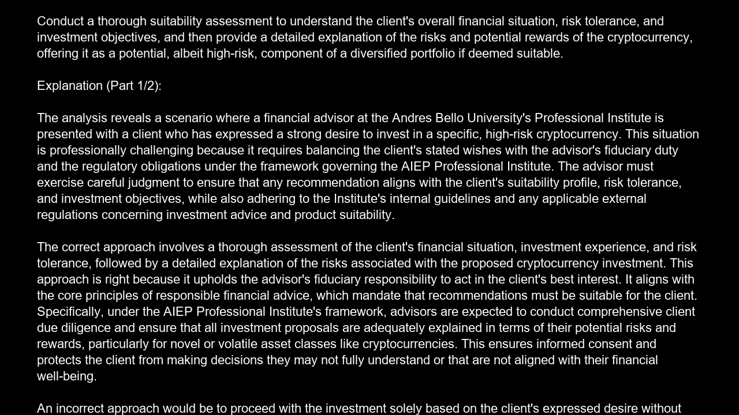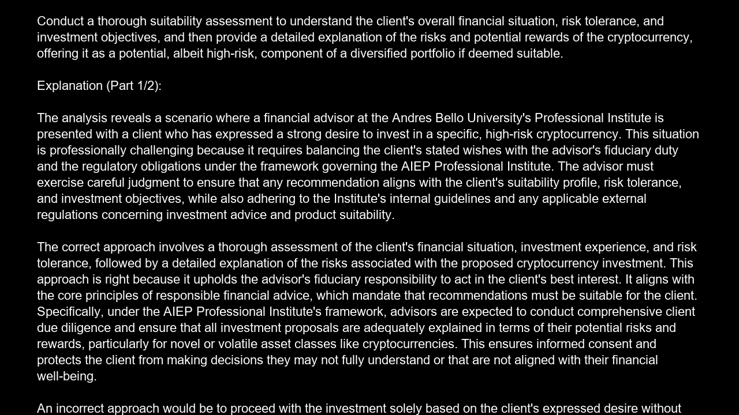Explanation. The analysis reveals a scenario where a financial advisor at the Bello University's Professional Institute is presented with a client who has expressed a strong desire to invest in a specific, high-risk cryptocurrency. This situation is professionally challenging because it requires balancing the client's stated wishes with the advisor's fiduciary duty and the regulatory obligations under the framework governing the AIEP Professional Institute.